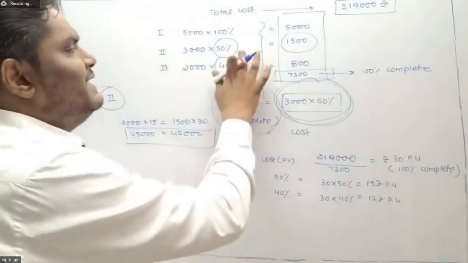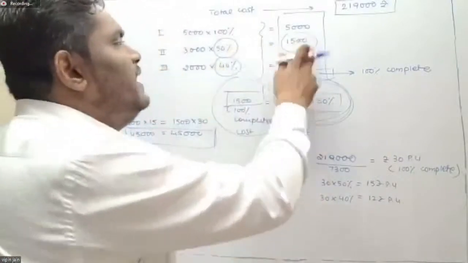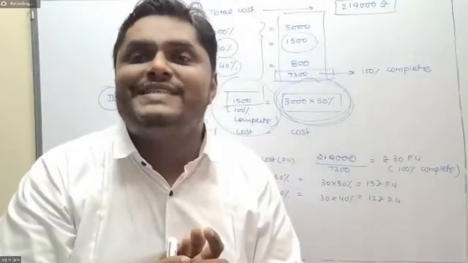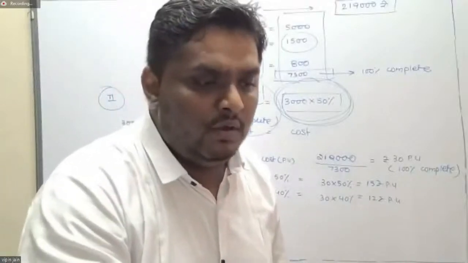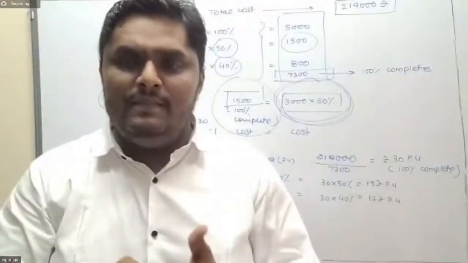So both these things are same, that is 3000 units which are 50% complete will be equal to 1500 units which are 100% complete. So this is the concept of equivalent number of units. So if you guys have any doubts till now in this concept, you guys can ask me.